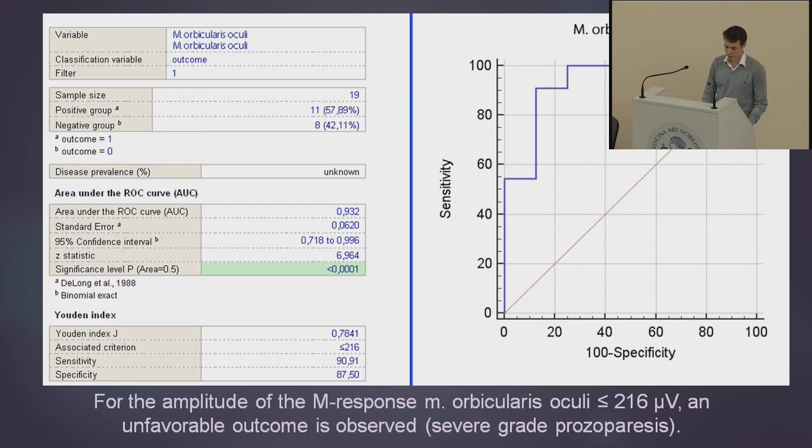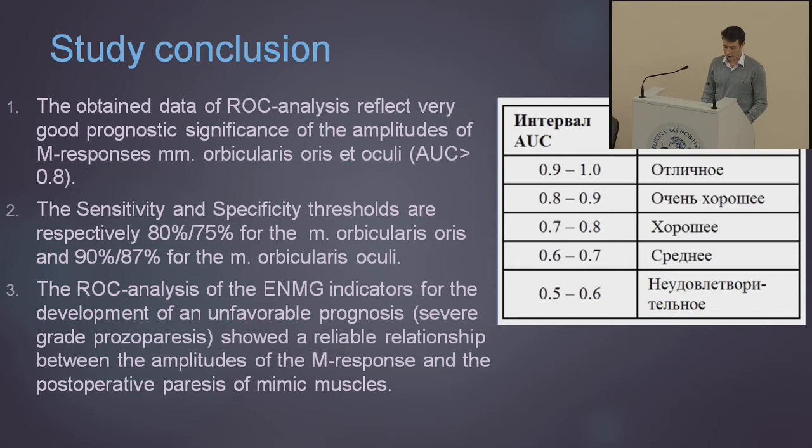And conclusion: the obtained data of ROC analysis reflect very good prognostic significance of the amplitudes of M responses, or compound muscle activity potentials, of orbicularis oculi and orbicularis oris muscles. The sensitivity and specificity thresholds are respectively 80% and 90% for the musculus orbicularis oculi and oris. The ROC analysis of the electroneuromyography indicators for the development of an unfavorable prognosis showed a reliable relationship between the amplitude of M response and the postoperative paresis of mimic muscles.